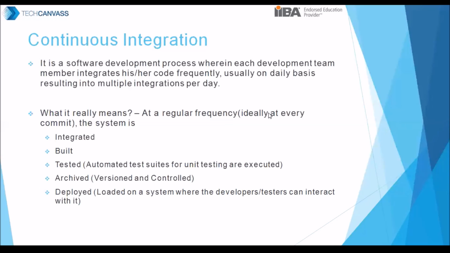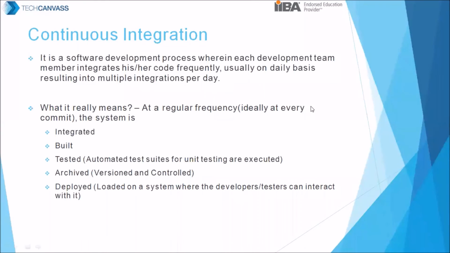Okay, build is done, automated testing is done, the version is created, automated testing is done. That is the unit testing and component testing. The version is archived and then deployed on the developers' and testers' machines so that they can interact with it. Okay.